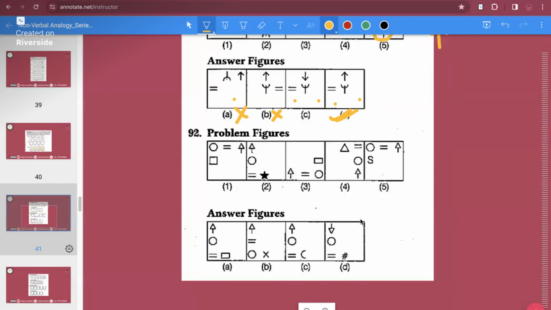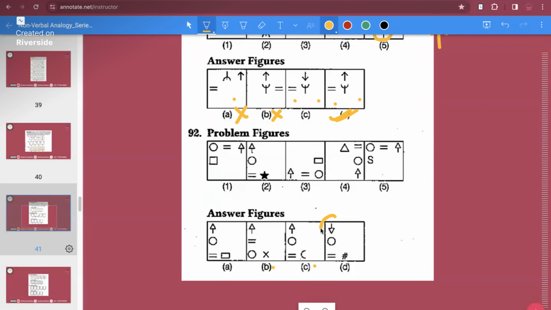92, guys. Question number 92. What do you think should be the next in the series? They have introduced a star. Okay. Then they have introduced a rectangle, then a triangle, then S. So obviously there will be a new one. So which one is that new one? Rectangle has already been introduced. It could be cross. Okay, fine. Yes, could be cross. It could be even this one.